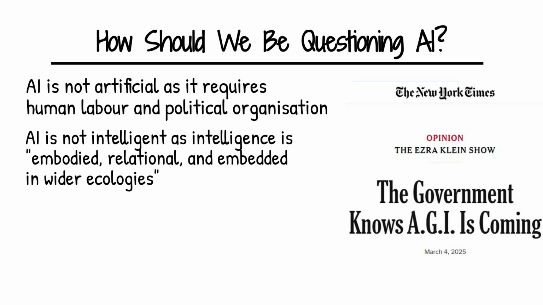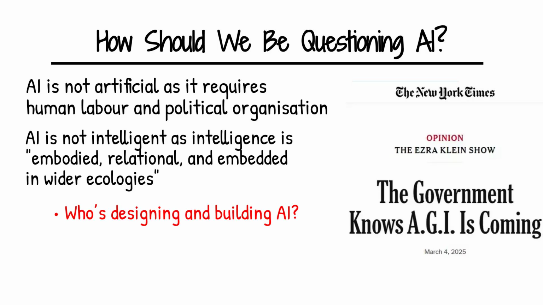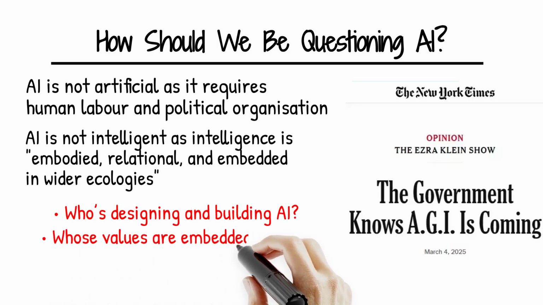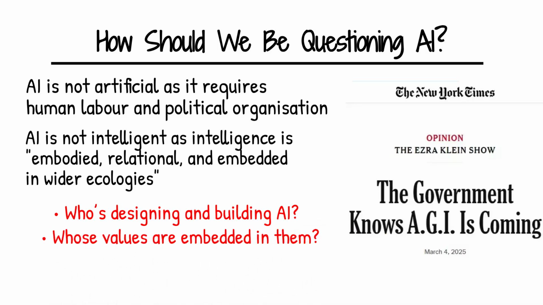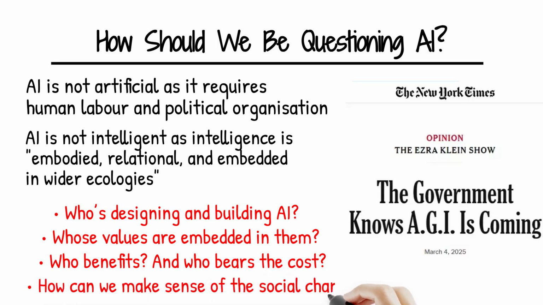What all of this underlines is why thinking sociologically about AI is so important. It helps us ask crucial questions like who's designing and building these systems, whose values are embedded in them, who benefits and who bears the cost, and how can we identify and interpret the various changes and issues as these technologies spread throughout societies. These are the kinds of questions we'll be exploring on this channel.